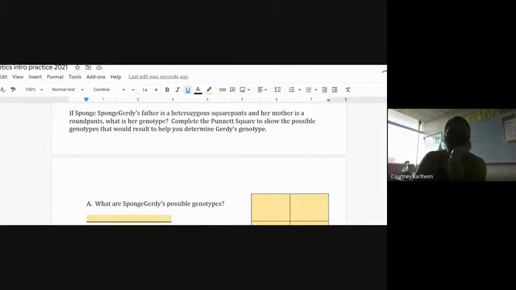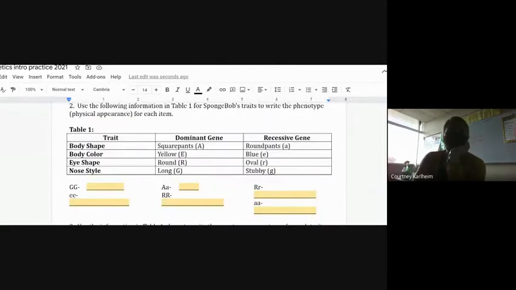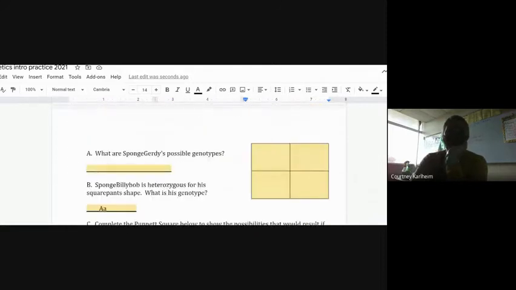Okay, so we got the dad, and then it says the mom is round. So we need to find out her letters. Her phenotype is round. So if she's round, what kind of letter combination does she have? 2 little a's, because it's the recessive gene, there's no uppercase A, so it has to have 2 lowercase a's. All right, so those are the parents.